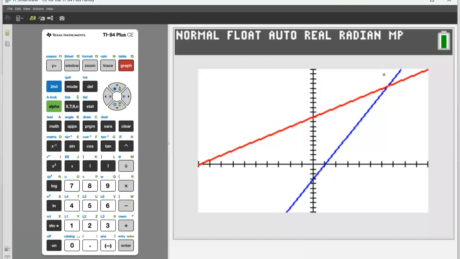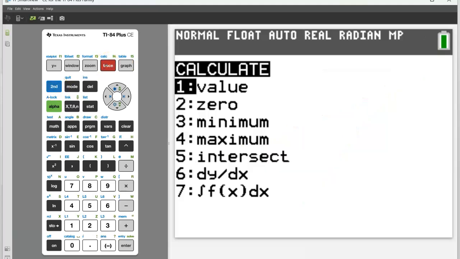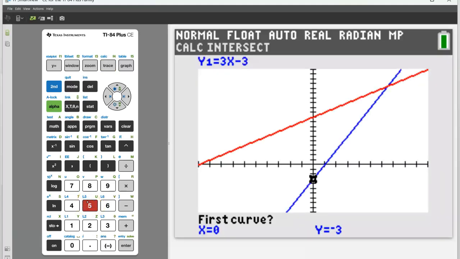All right, so now I do see the intersection point right there, so I can go through the same steps as before. So again, I'm going to hit second trace to get this menu, the calculate menu. I'm going to select intersect. The calculator is going to ask me some questions. First curve, I only have 2 equations in there, so I can just hit enter and enter. And there's only one intersection point, so you could hit enter just a third time. I always like to put it a little bit closer.